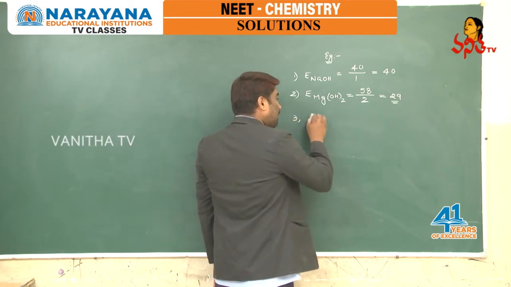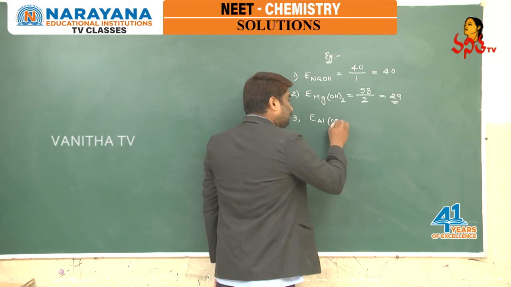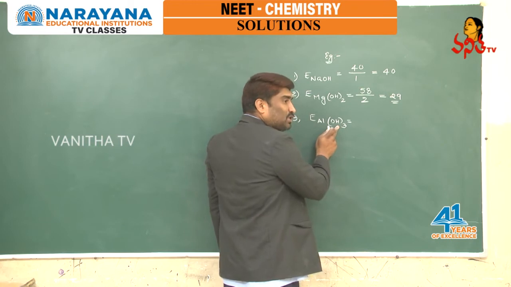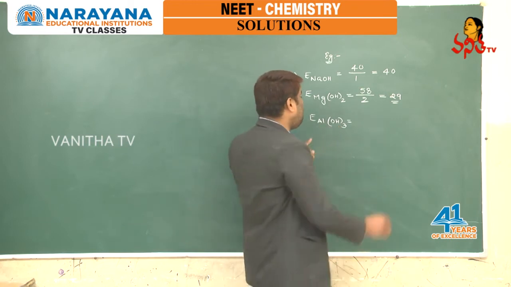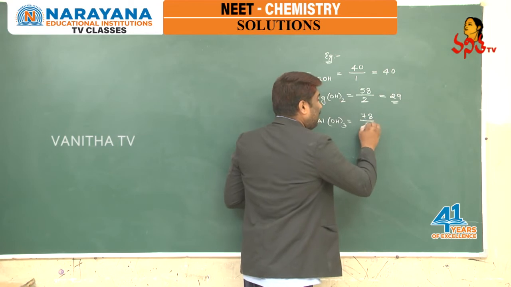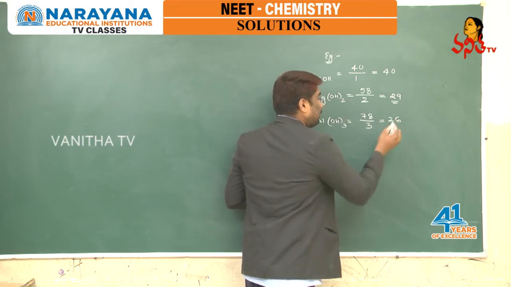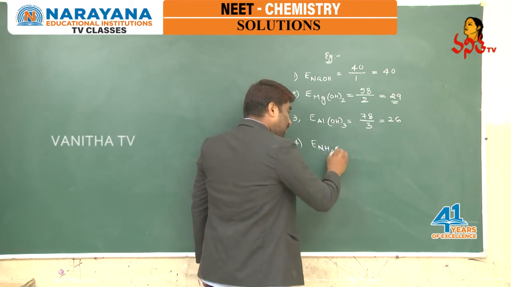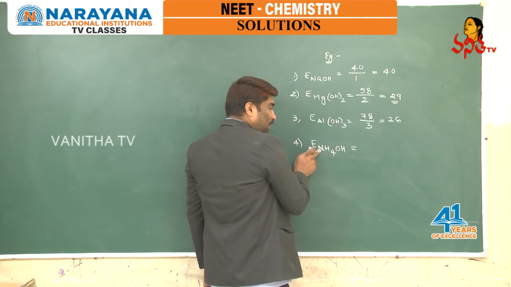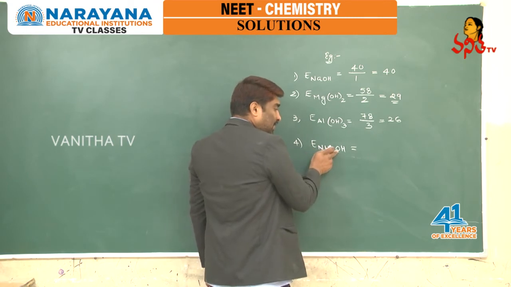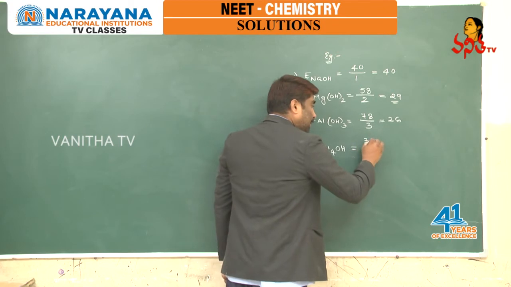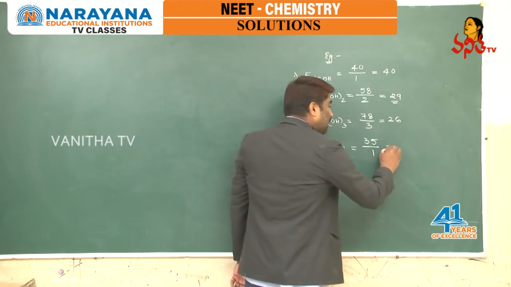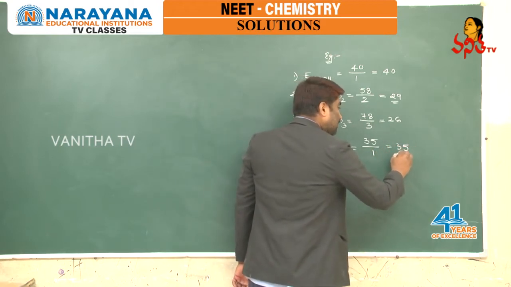If you go for equivalent weight of aluminum hydroxide, aluminum is 27. 3 OH groups, 3 times 17 comes to be 51. 51 plus 27, 78. 78 by 3, this is 26. Let us take one more example. Equivalent weight of ammonium hydroxide. Nitrogen 14 plus 4, 18 plus 16, 34 plus 1, 35. By number of hydroxyl groups present is 1. Therefore, equivalent weight of ammonium hydroxide is 35.